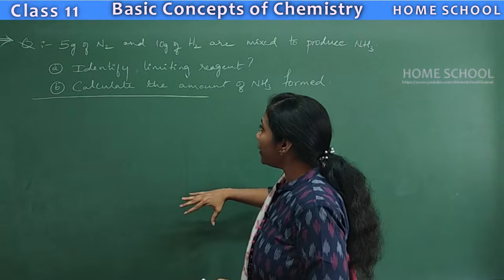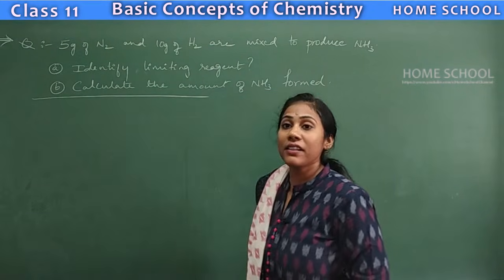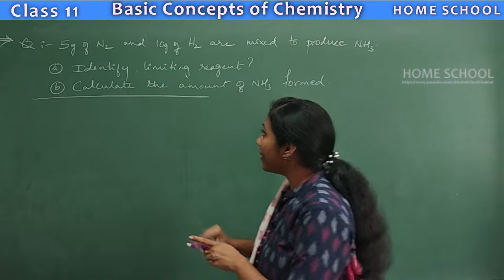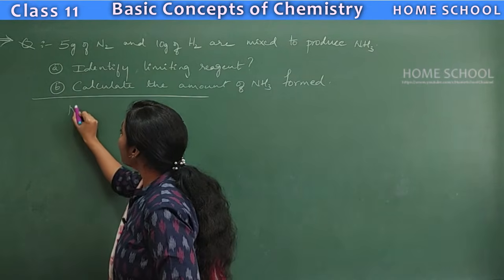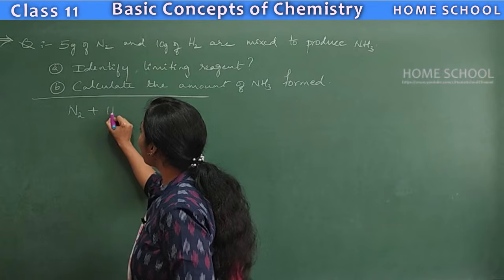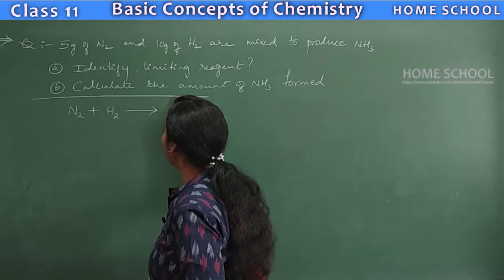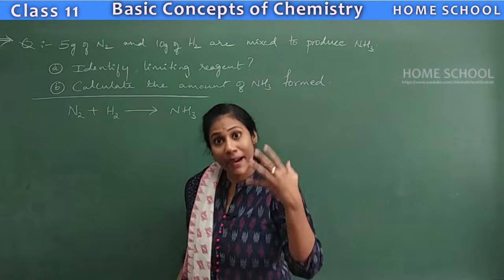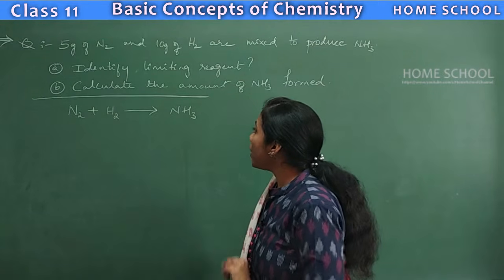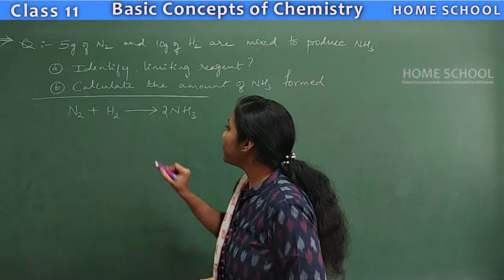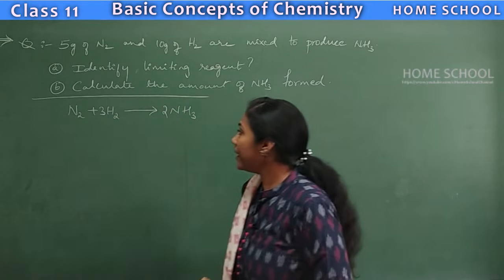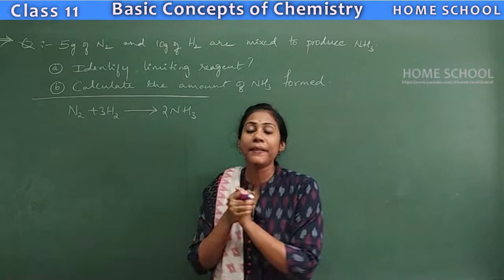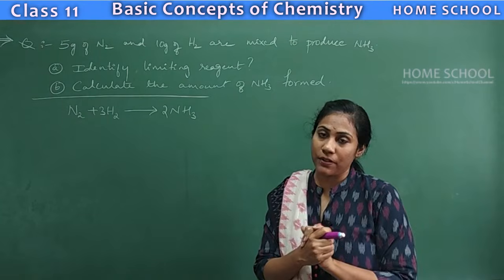The first thing you need to do is write a chemical equation. They said nitrogen reacts with hydrogen to give ammonia. This is the chemical equation. Balance it. It must be balanced. So how do you balance this? 2 we will put here and this is 3. So now this is a complete balanced chemical equation.